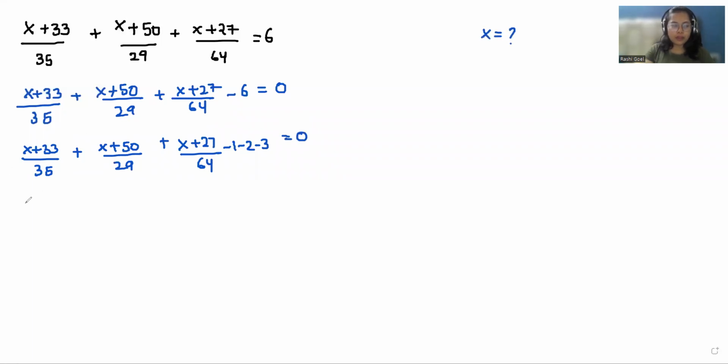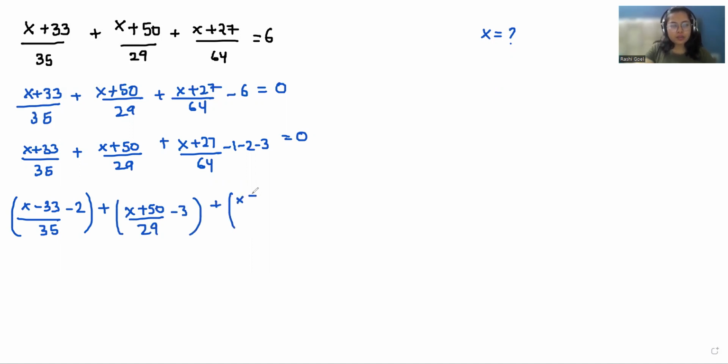Now I am going to pair up these numbers. First I am going to pair minus 2 with (x+50)/29, then minus 3 with (x+27)/64, and minus 1 with (x+33)/35, equals 0. Now I'm taking the LCM, least common multiple.